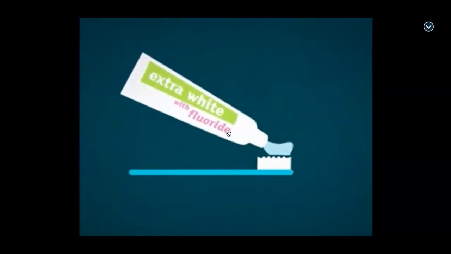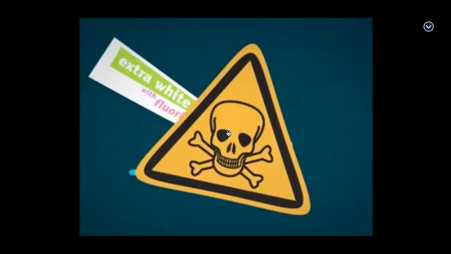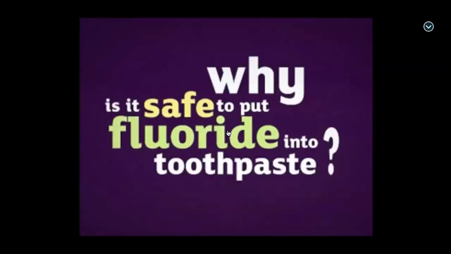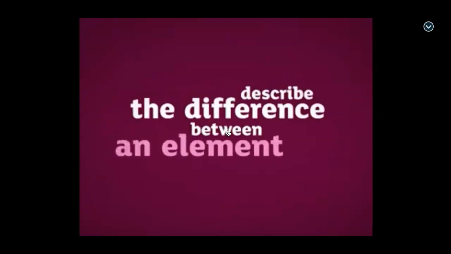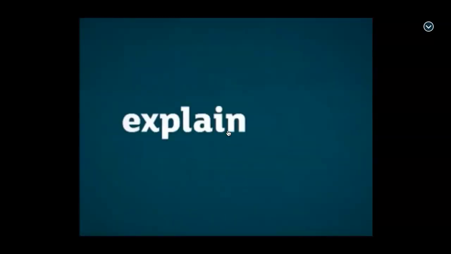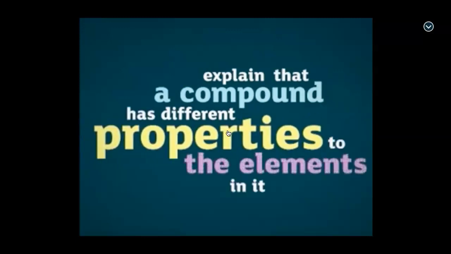I was brushing my teeth when I noticed that my toothpaste contains fluoride. Fluorine is a really dangerous chemical. So, why is it safe to put fluoride into toothpaste? To understand this, we need to describe the difference between an element and a compound, and explain that a compound has different properties to the elements in it.